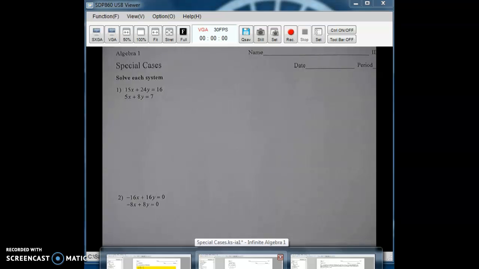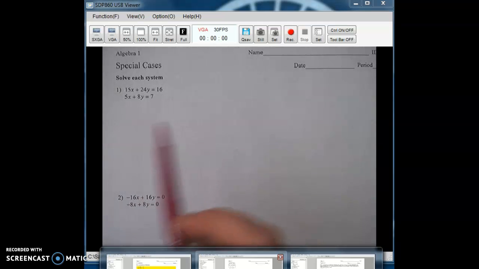Hey everybody, hopefully by now you guys have this notes page out in front of you. We're going to use this page to take some notes. I'm going to show you what special cases look like in systems, especially by elimination. So we're going to work through a couple problems together. I'd like you guys to write down the notes that we take.